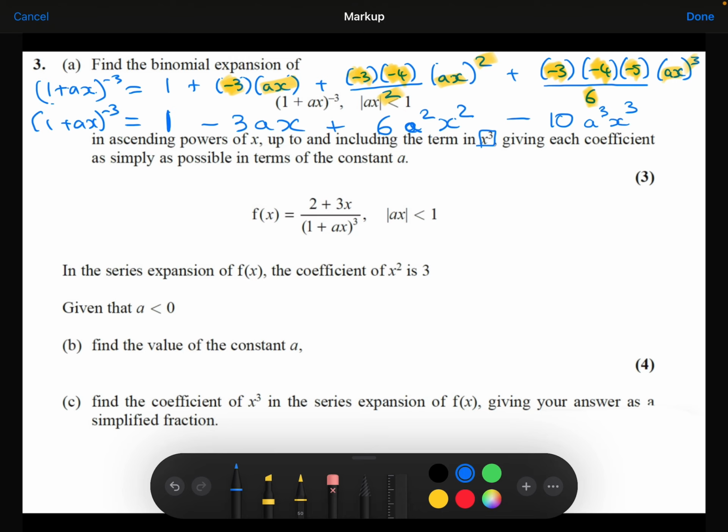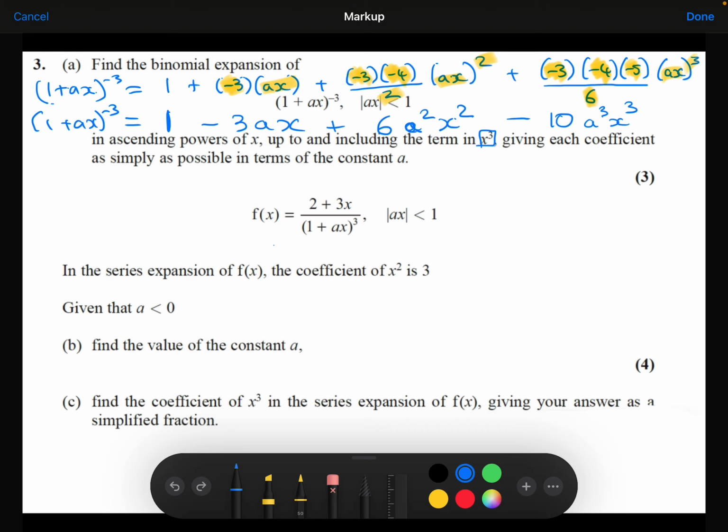We're then told that f(x) is equal to (2 + 3x) over (1 + ax) cubed, again when |ax| < 1. In the series expansion of f(x), the coefficient of x squared is 3. Given that a is negative, find the value of a. So I'm looking at this and thinking it's probably got something to do with what I did in part A. What I did in part A was I expanded (1 + ax)^(-3).